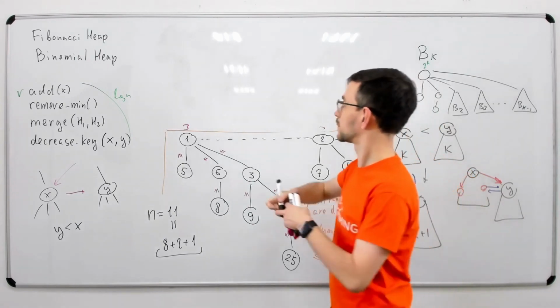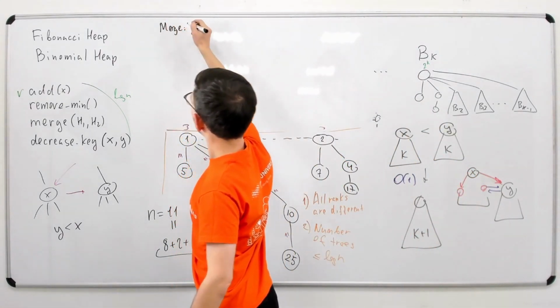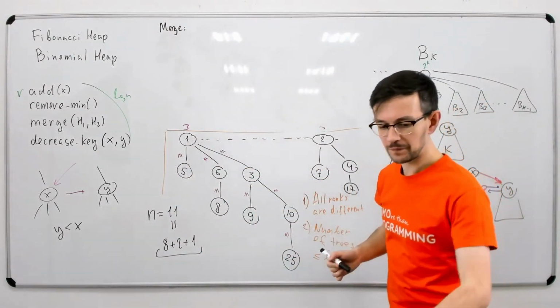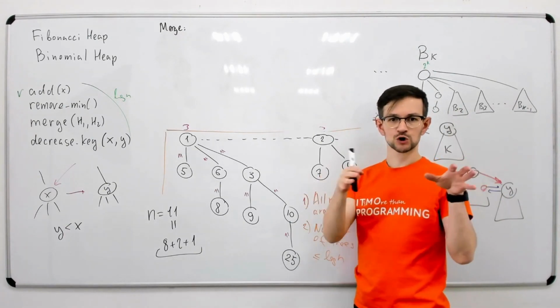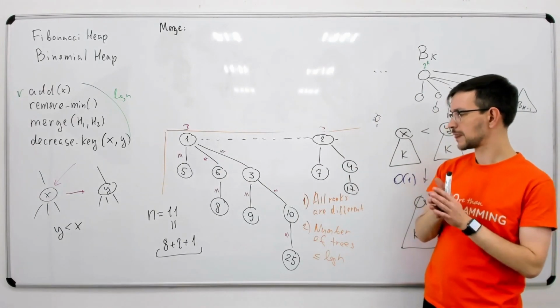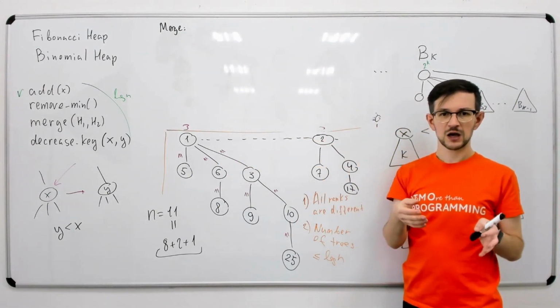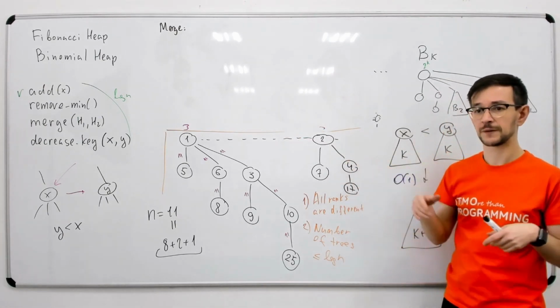Let's talk about merging. How to merge two binomial heaps? Pretty much the same as we did when we merged two sorted arrays. You maintain each binomial heap as a list of trees, and you keep this list in sorted order by the ranks of the trees.